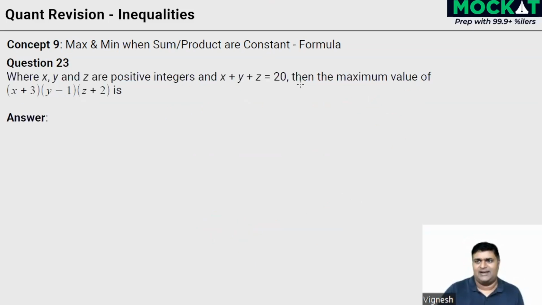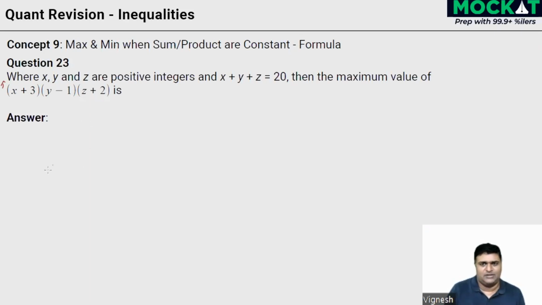Now let's look at another one with max and min, when there is a sum or product. Okay, so what do we have here? X, Y, and Z are positive integers. X plus Y plus Z is 20. So the maximum value of this is what? I have to maximize this, right? So the maximum value of a product is when they are equated, when the sum is constant.